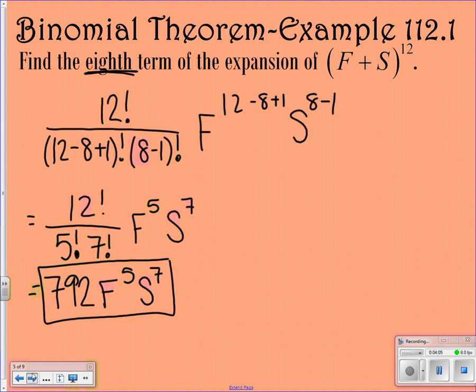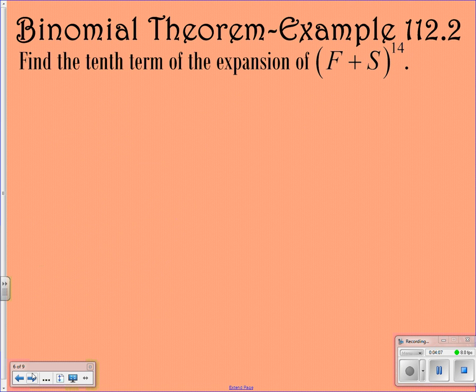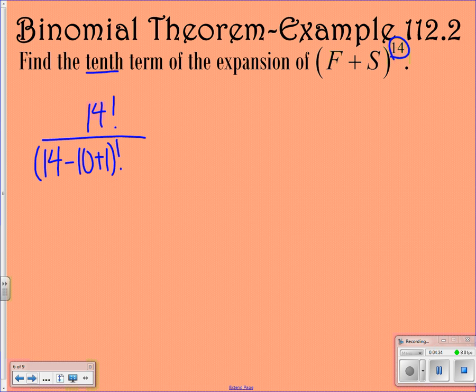So now let's look at another example. We want to find the 10th term of the expansion of f plus s to the 14th. So if you had written out Pascal's triangle for the last one, you'd have to add to it to get this one. It just doesn't make sense. You need to learn the formula, okay? So our n is 14, because that's our exponent right here. So we're going to have 14 factorial over 14 minus 10 plus 1, because our k is 10, because we're looking for the 10th term.